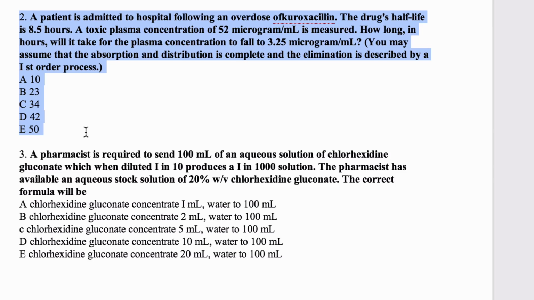Half-life. Patients admitted to hospital following an overdose of something. The drug's half-life is 8.5 hours. A toxic plasma concentration of 52 micrograms per mil is measured. How long in hours will it take for the plasma concentration to fall to 3.25 microgram per mil? Is there a formula to put the stuff in for half-life? Do you know? Yeah, but you don't get that in the exam. Oh, okay.